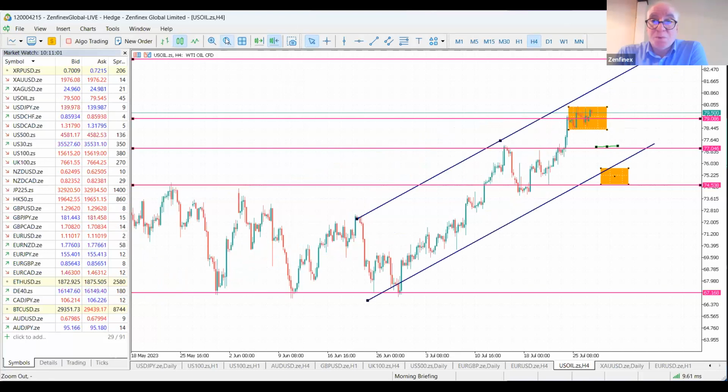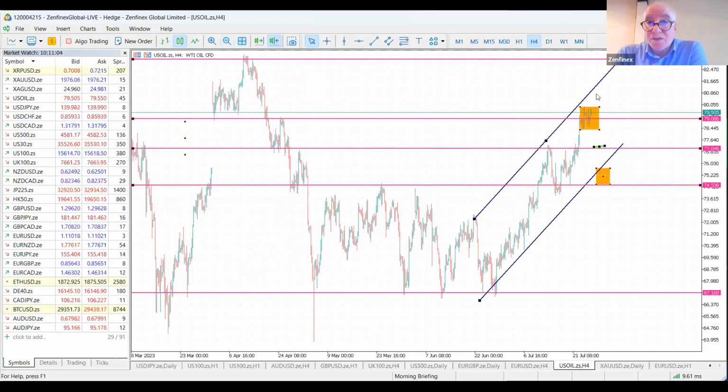And if I now pull away a little bit, we can then look to see where there may be potential turning points. So we've got an area here.